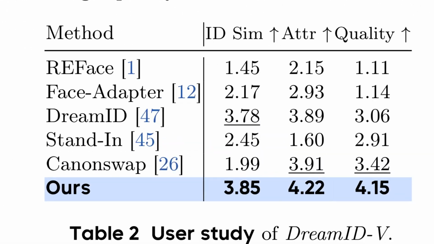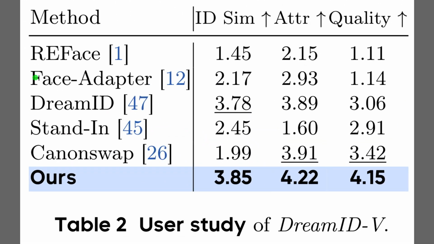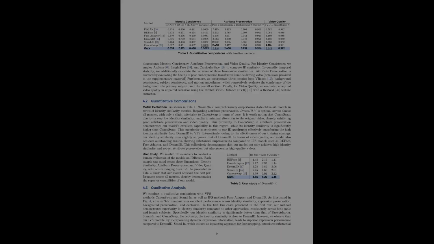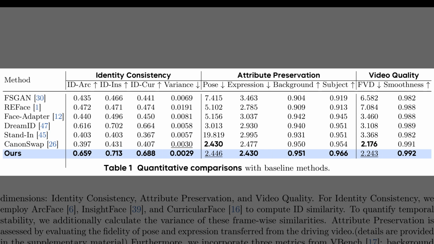Following the visual comparisons, Table 2 presents the results of a user study, where volunteers rated the generated videos on a scale from 1 to 5. The columns display average scores for identity similarity, attribute preservation, and video quality. As shown in the highlighted bottom row, the proposed method achieves the highest performance across all 3 dimensions. It scores 3.85 on identity similarity, edging out the image-based DreamID model, while also securing a dominant 4.15 in video quality.